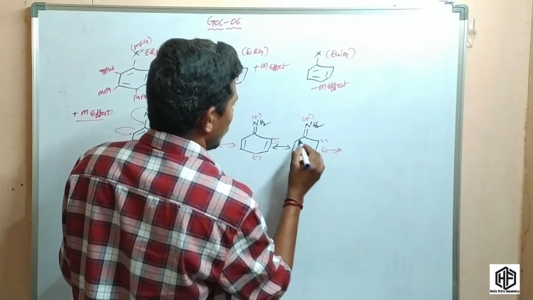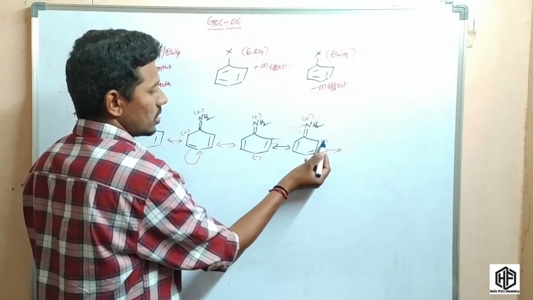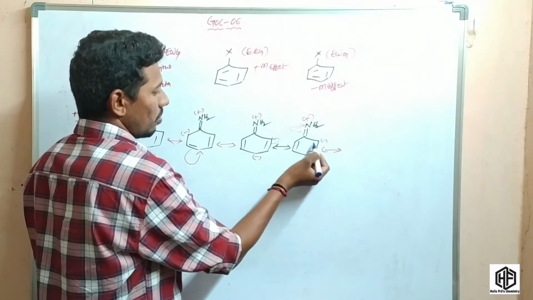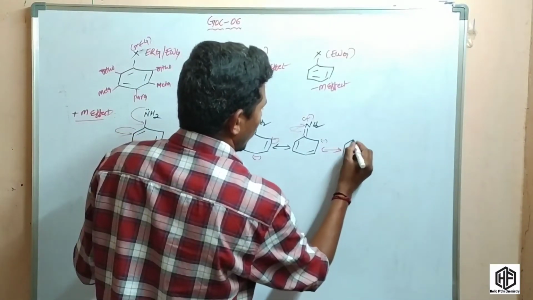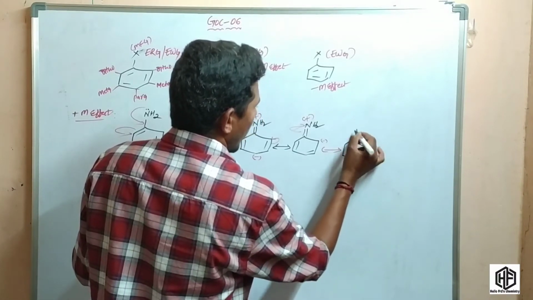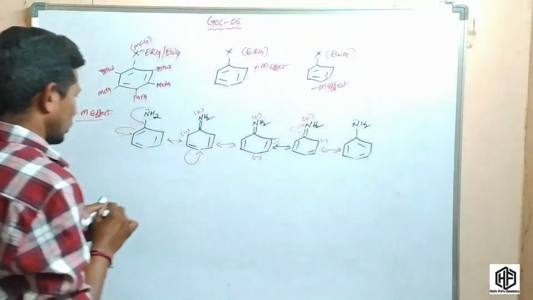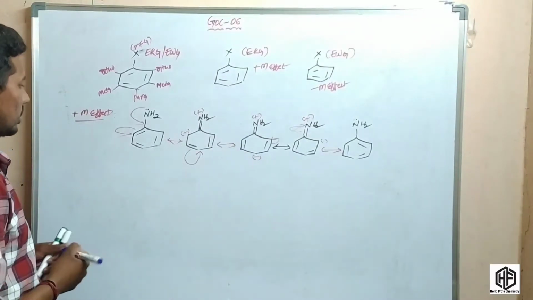And this bond shifts towards the nitrogen atom. This carbon has a positive charge, and these electrons will be going on here. A double bond is forming here. What will we get as the product? We will get the product. This is our resonating structure. Double bond, double bond, double bond, and NH2. It's having a lone pair of electrons. These are resonating structures of benzene.